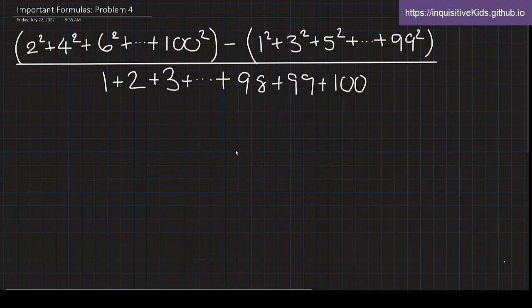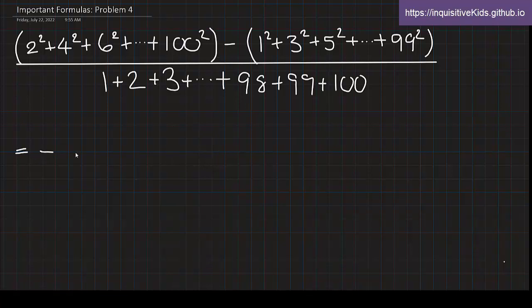Let's first analyze the fraction we have here. The top is really a subtraction between two parentheses. One is all of the consecutive even numbers squared added together, and the other one is all of the consecutive odd numbers squared added together. And on the denominator, we see just a consecutive adding of numbers from 1 all the way to 100. So let's first look at this top.